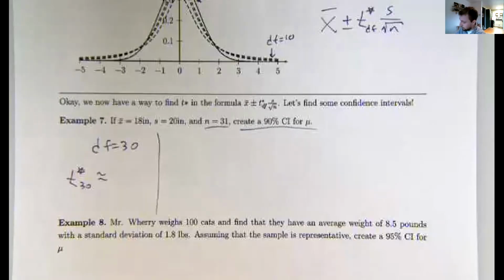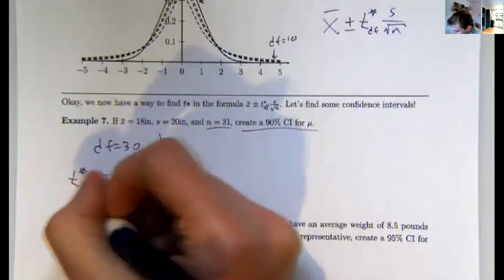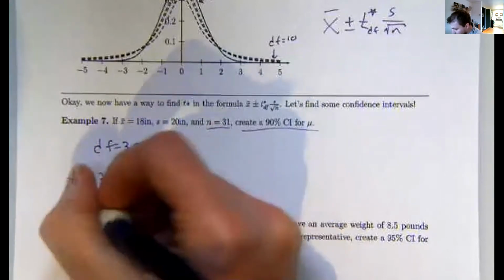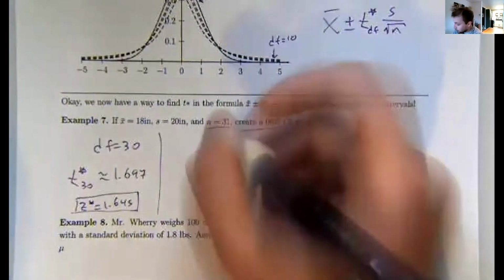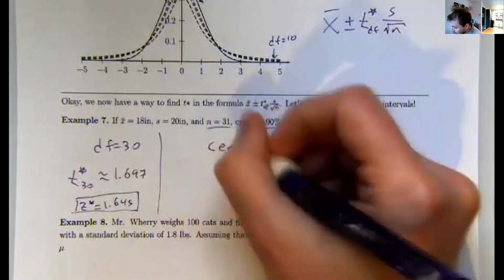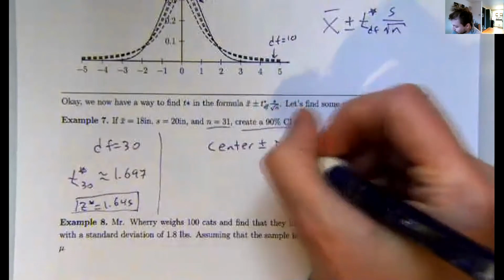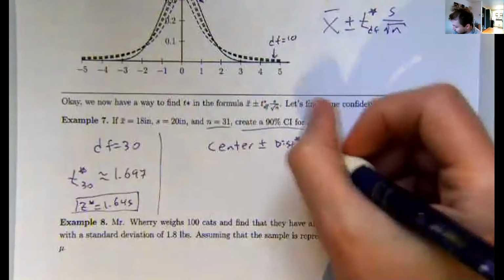1.697. And I'm using 1.697 here. And just as a note, if we used to use these scores, a z-score would have been 1.645. So the values are just like a tiny bit larger than if I'm working with the normal distribution. But it's going to look almost the same, where I'm taking the center, or my average, plus or minus whatever distribution I'm working with, times my standard error.